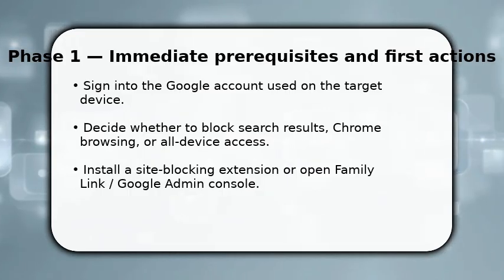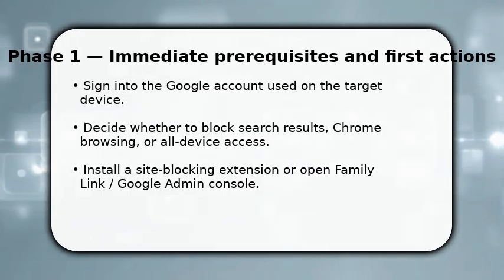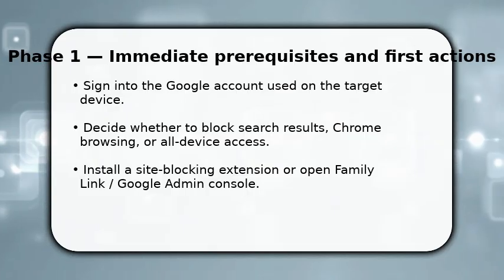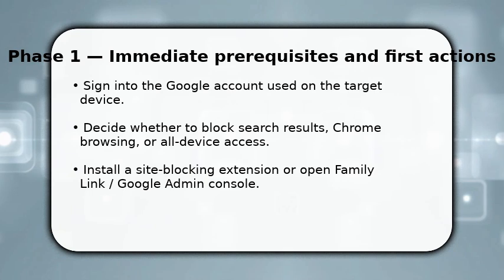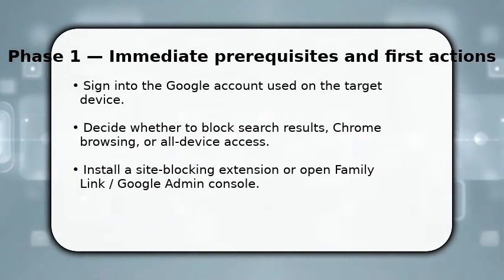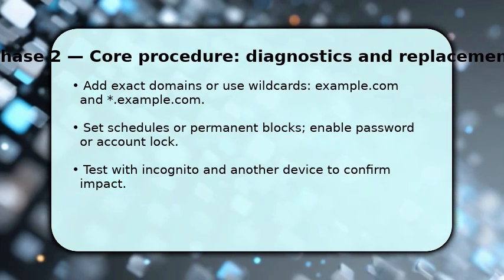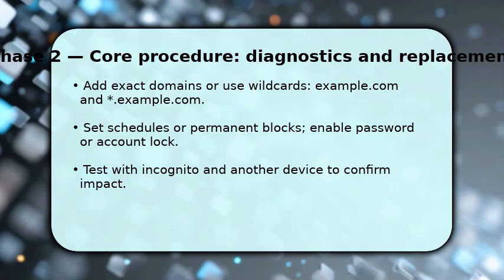Make sure the device is connected and Chrome is updated. This avoids extension compatibility issues. Now install or open the chosen tool and move to configuration. Do not skip permissions prompts, because you will now create precise blocking rules so the restriction works reliably.